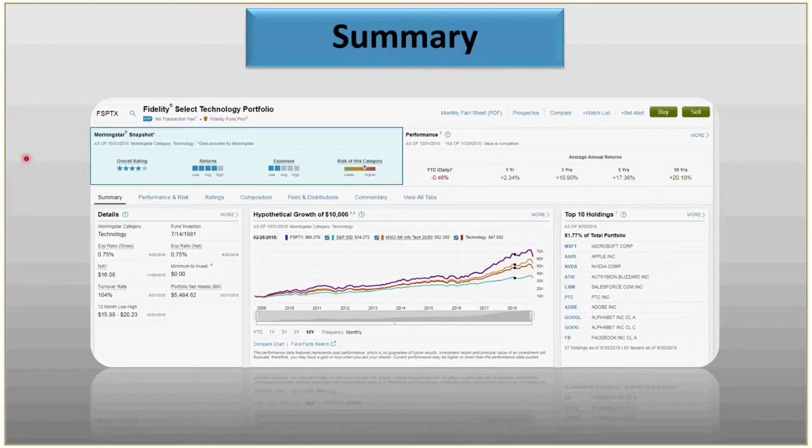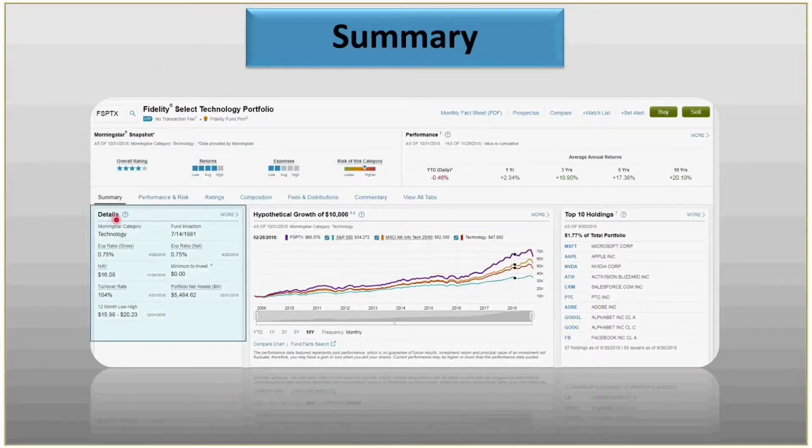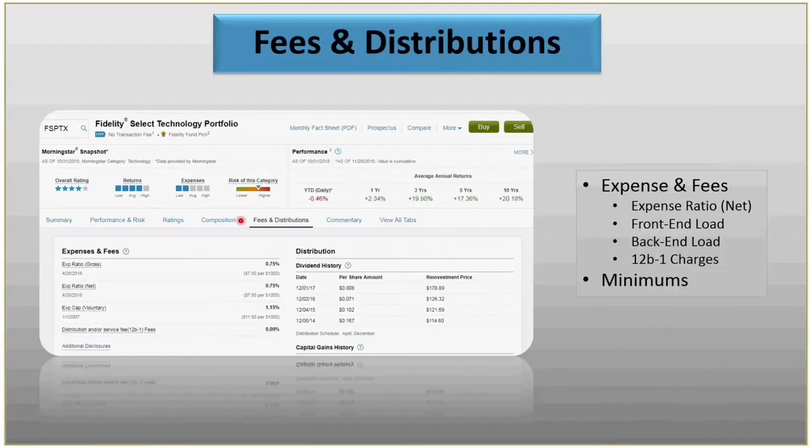We're going to start off by going to the details, and then you're going to click the More button over here. This is going to bring you to the fees and distributions. So we're going to talk about the expense and fees. We have the expense ratio that we're going to focus on, also the front end and back end load, and then the 12b-1 charges, and then the minimum investments.